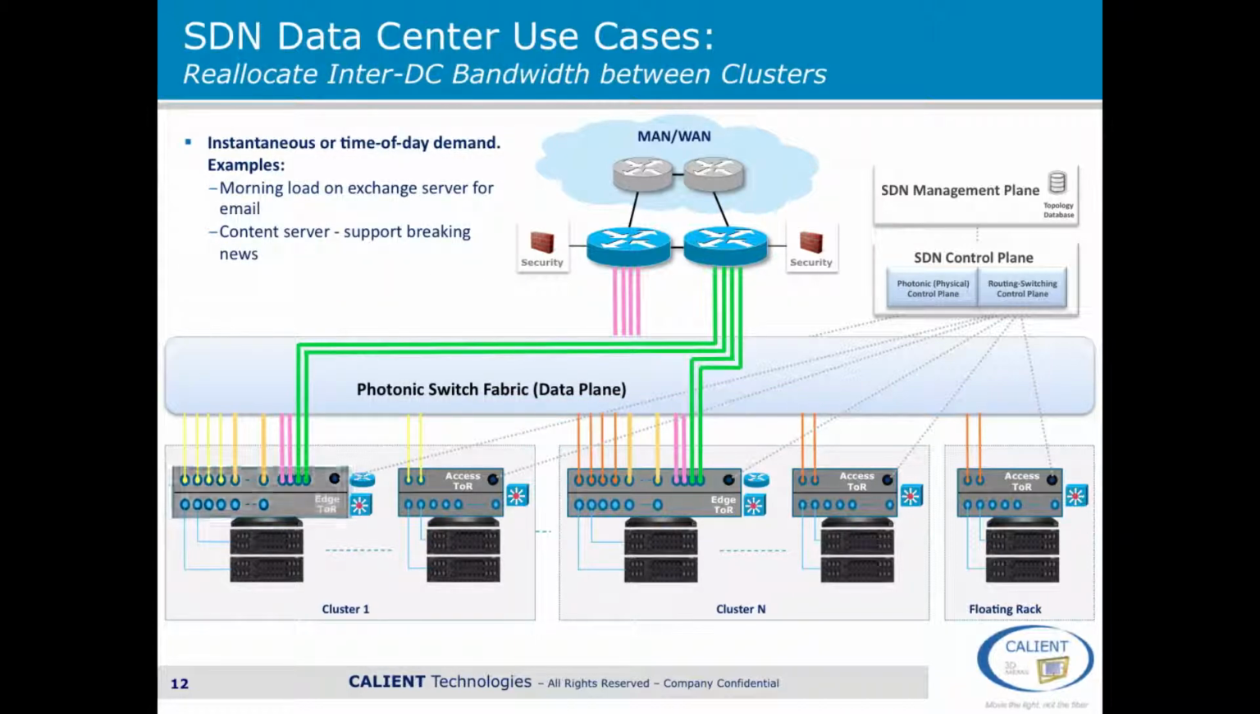The next use case shows optical paths connected between the server clusters and the edge routers connecting to the metro network. The scenario here is that cluster 1 requires a step increase in bandwidth to the metro because of a time of day demand. It could be a morning load on an email server, for example. The second cluster isn't using as much bandwidth, and so based on the situation, the management and control planes can reallocate metro bandwidth between clusters as shown on the next slide. So later in the day, as other clusters experience the need for more metro bandwidth, the optical switch can be instructed to reallocate the optical pipe to another cluster as needed.